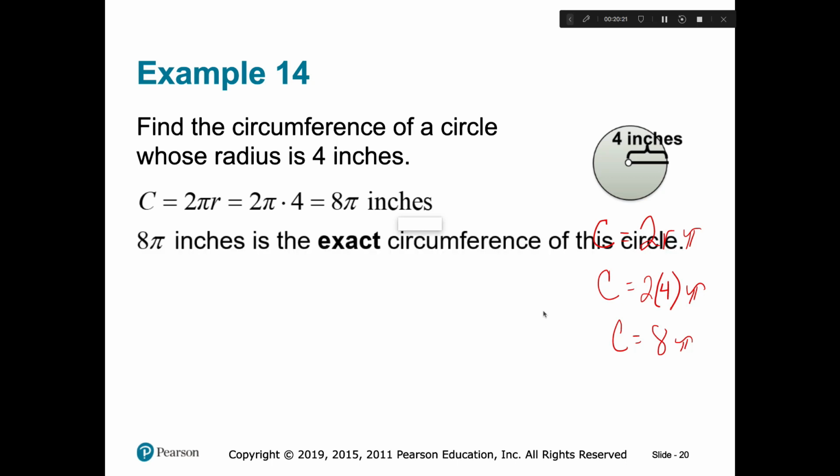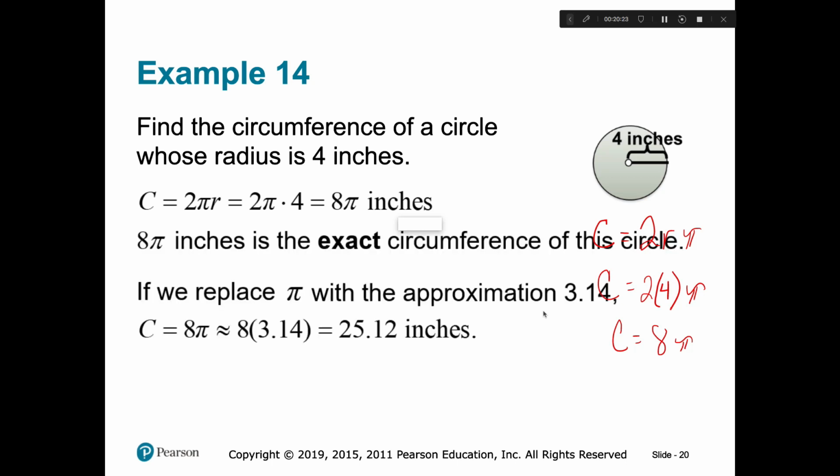Now, if they ask you for an estimate, we replace that pi symbol with 3.14. When we do that, we just take 8 times 3.14, and we get 25.12. 2 decimals in 3.14, so 2 decimal places in my answer.